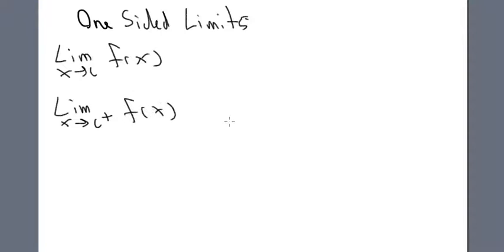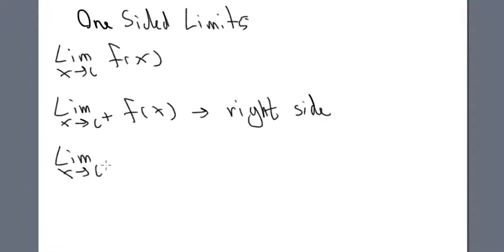What changes it to one-sided is a small plus or minus. This means it's coming from the positive side. So this means from the right side. The limit as x approaches C minus of f of x means it is coming from the left side. Now these are different, and we're going to look at some examples where this applies. However, looking at limits this way will solve some issues that we started having. So let's go ahead and look at an example.